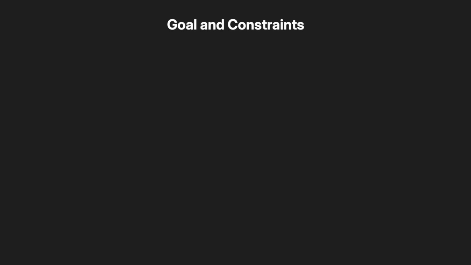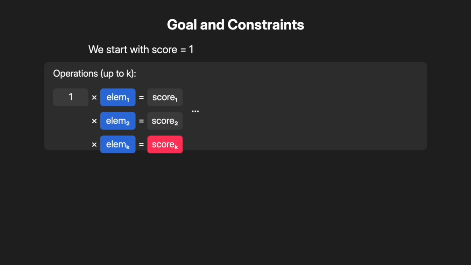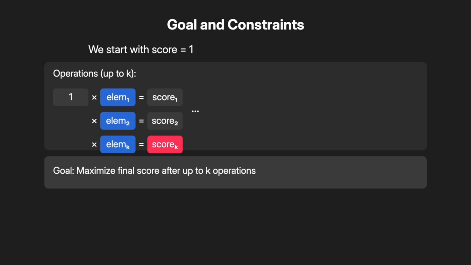Now let's clarify the overall goal and constraints of this problem. We start with a score of 1, and we can perform up to k operations. In each operation, we select a subarray, find the element with the highest prime score, and multiply our current score by that element. Our goal is to maximize the final score after these operations. The operations build on each other. We start with 1, multiply by our first chosen element to get score 1, then multiply by our second chosen element to get score 2, and so on, until we reach our final score after k operations.